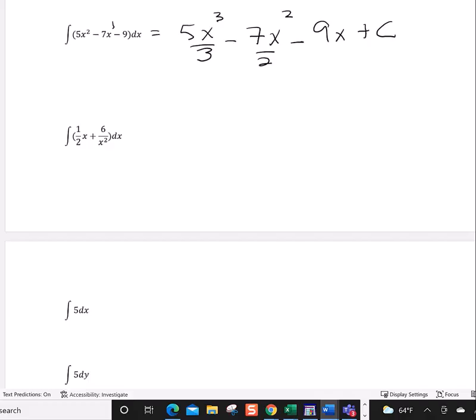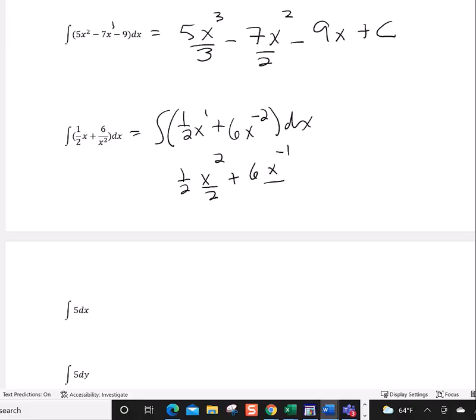Let's throw one a little bit different. I have the integral of a half of x plus 6 over x squared dx. Rewrite that. I'm going to leave it as a half of x, maybe write it as a power 1. I think that's helpful. And then let's say this is 6x to the negative 2 to write this as a power rule. So the 1/2, leave it alone. X, raise it to the power 2, divide by 2, plus 6x, now raise it, it's negative 1, divide by negative 1, add c. This can and should be simplified.